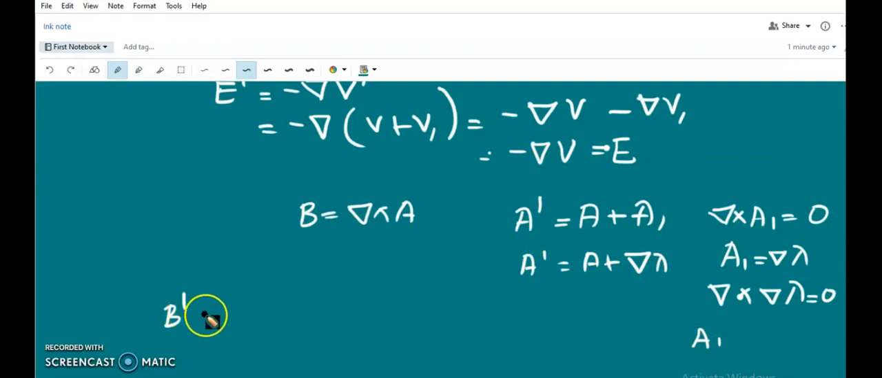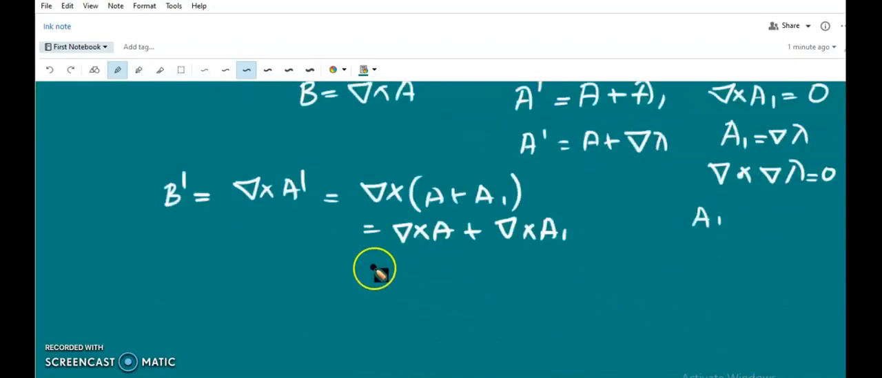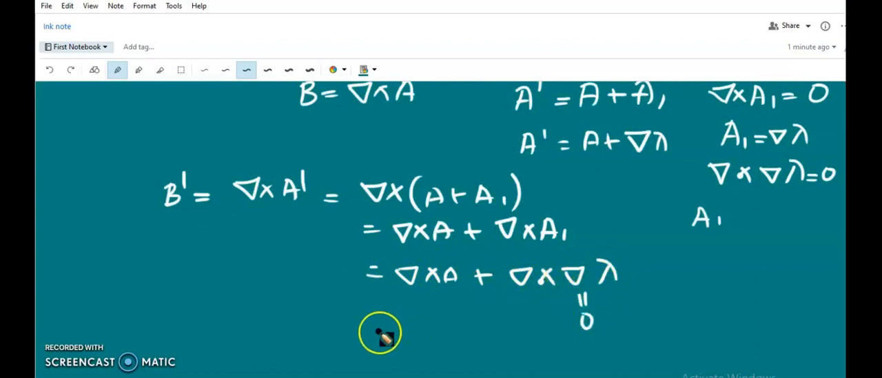The newly obtained magnetic field is del cross A prime. So that is del cross A plus A1. That is del cross A plus del cross A1. Del cross A1 is 0 because A1 is some gradient of a scalar. Del cross gradient of this is 0. That is equal to del cross A. This is B itself. So the magnetic field is also unchanged by the transformation. That means we add the potential term A1 to the original potential A such that A1 is the gradient of some lambda.